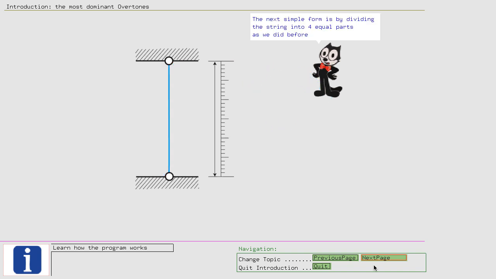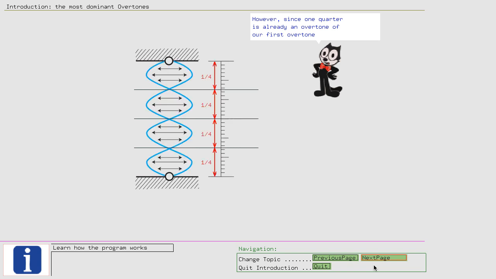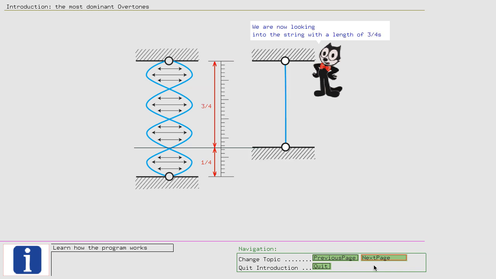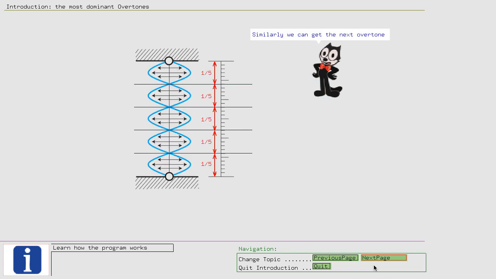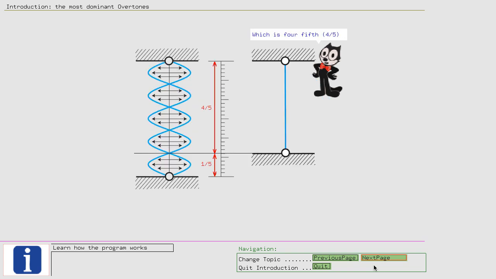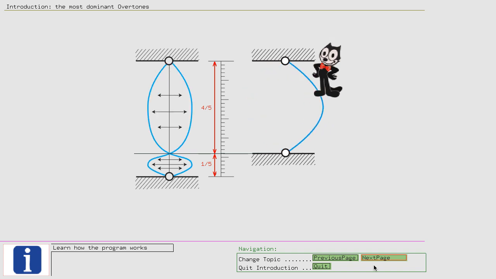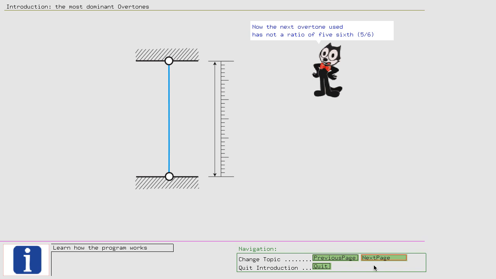The next simple form is by dividing the string into 4 equal parts, as we did before. However, since 1/4 is already an overtone of our first overtone, we are now looking into a string with a length of 3/4. Similarly, we can get the next overtone, which is 4/5. Now, the next overtone used has not a ratio of 5/6.